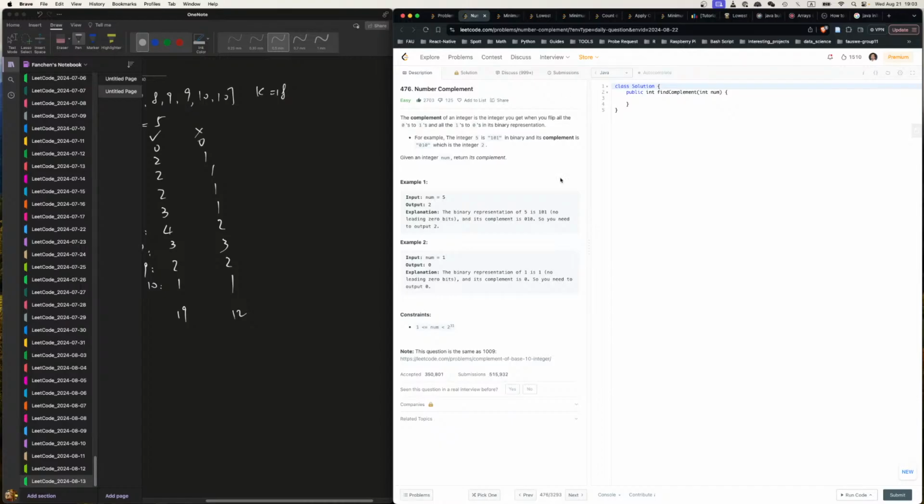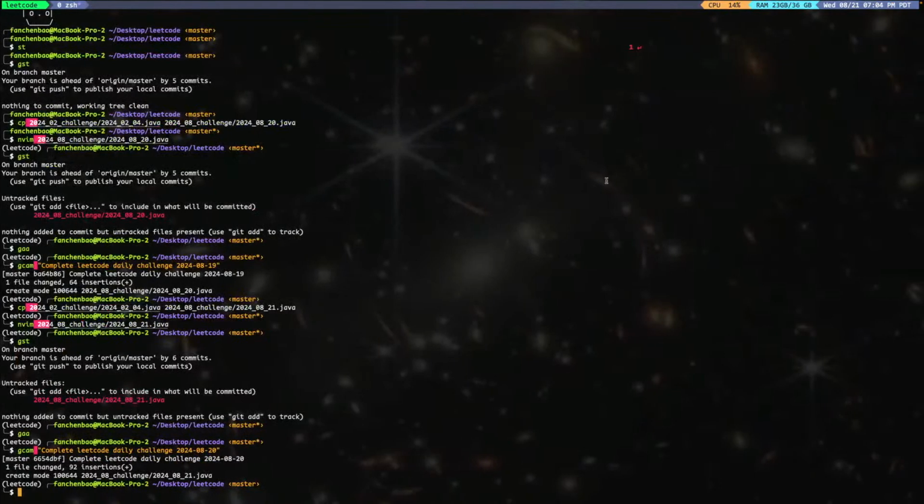All right, so I got an easy one today. Number complement. The complement of an integer is the integer you get when you flip all zeros to ones and all ones to zeros. Isn't that just exclusive OR? I think it is exclusive OR.